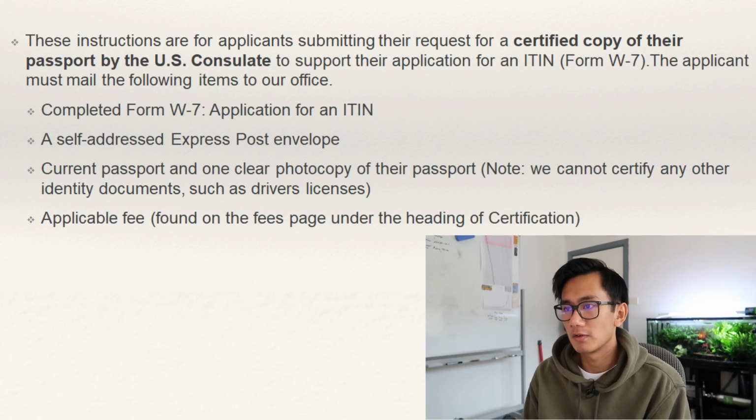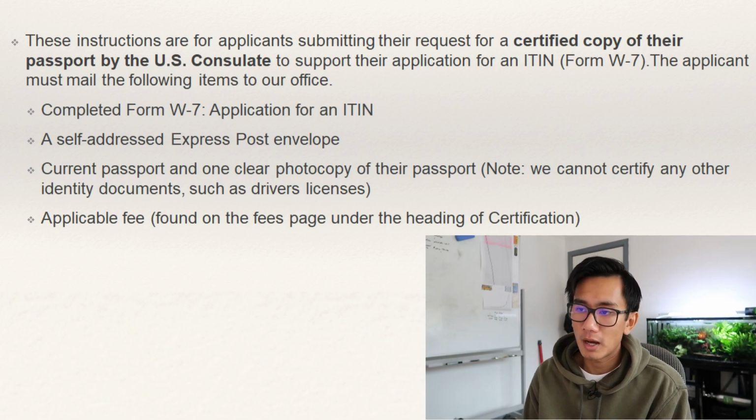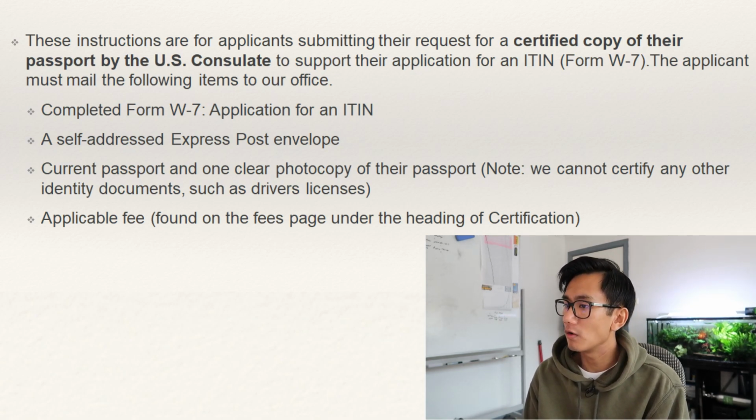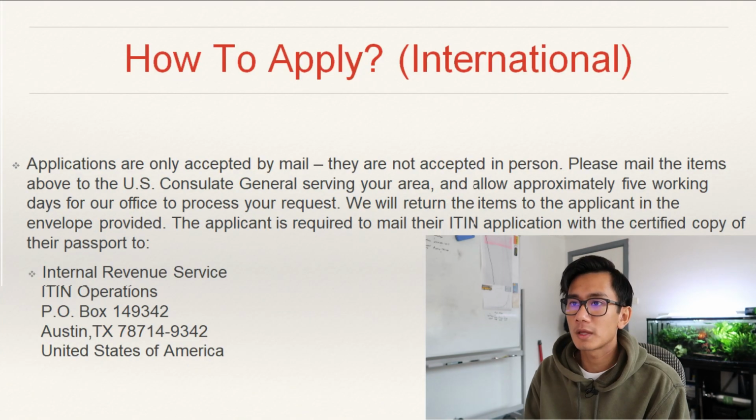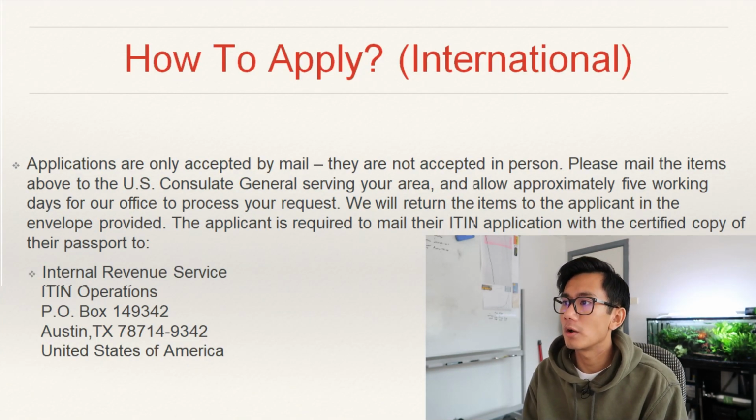So this is if you do it yourself. Complete a form W7, basically the application for an ITIN, a self-addressed express post envelope, current passport, one clear photocopy of your passport, and the applicable fee. Now I think applying for an ITIN is actually free. Applications are only accepted by mail and not in person, so you have to mail the items to this address, and fingers crossed it arrives with no issues. Plus there's going to be a long delay. It's going to take 4 months for them just to open up your postage. That's 4 months with no passport.